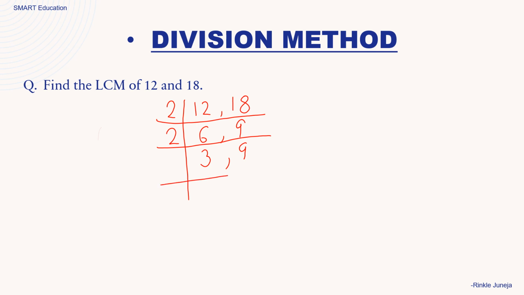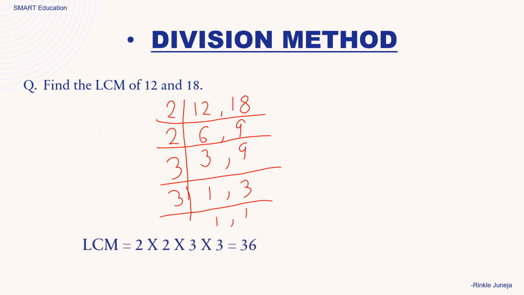Now these two numbers can be divided only by 3, so we write 3. 3 divided by 3 will give us 1 and 9 divided by 3 will give us 3. Now again this will be divided by 3. So we get 1 and 3 divided by 3 will also give us 1. So we can say that the LCM of 12 and 18 is 2 into 2 into 3 into 3, which is again 36. I hope these three methods of finding HCF and LCM are clear.